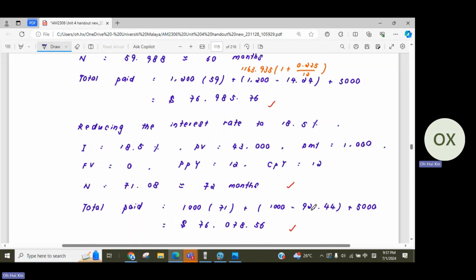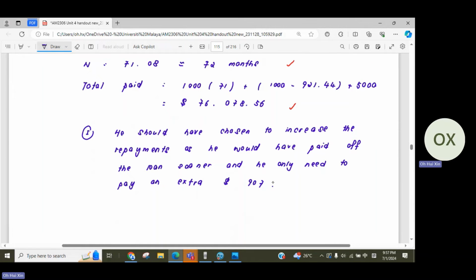I think we can find out the exact value. 76 minus. Yeah, so that's the value that you will need to pay off extra. Okay, so which means that in your justification, you should understand that if you choose to pay off the loan sooner, you need to understand what the cons of it are, which is you need to pay extra. So you need to explain that in your answer also.